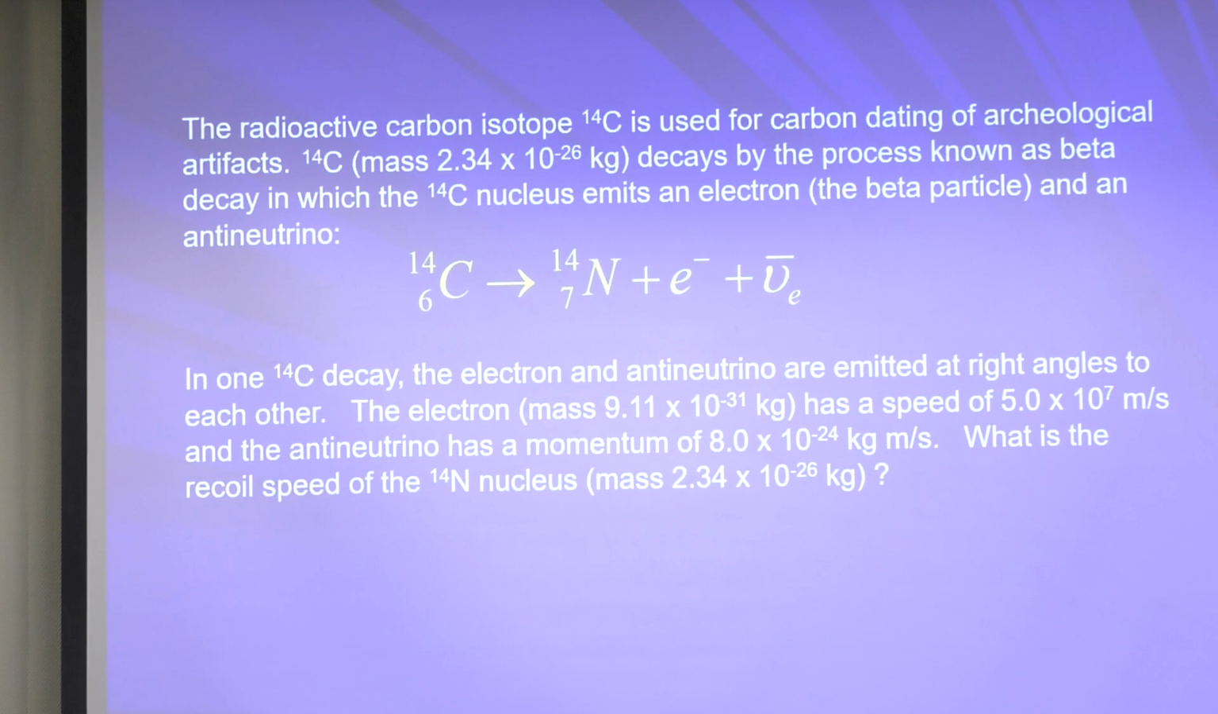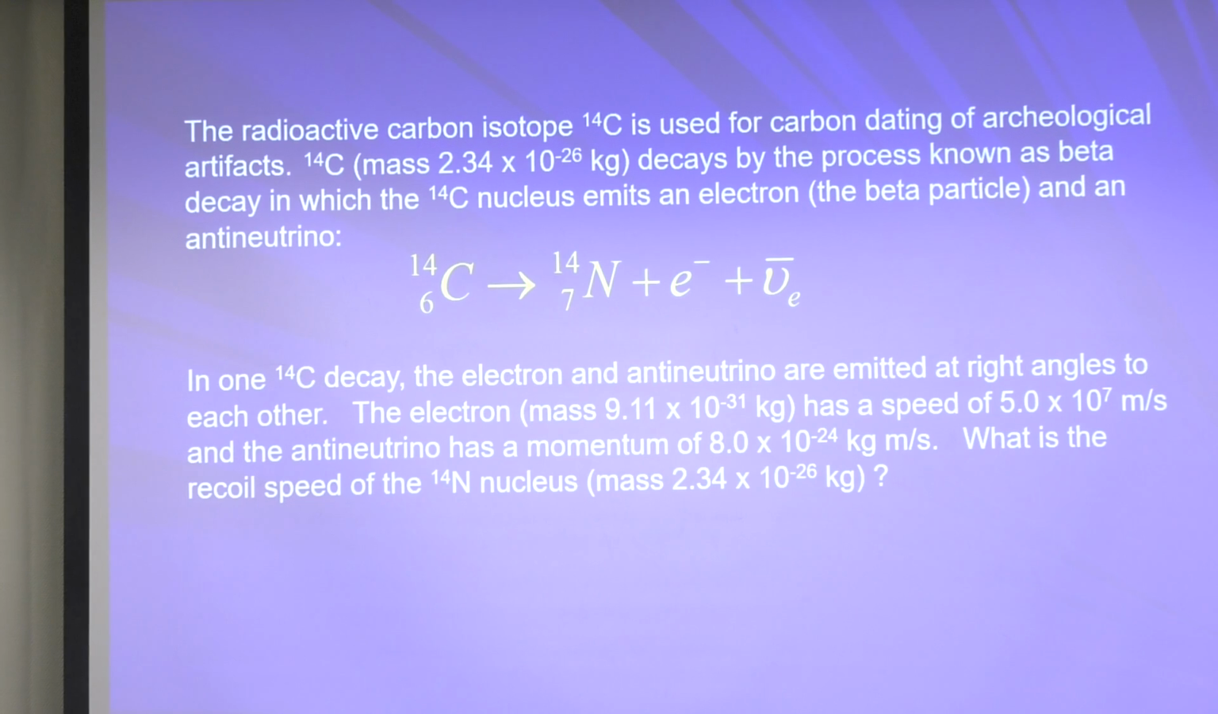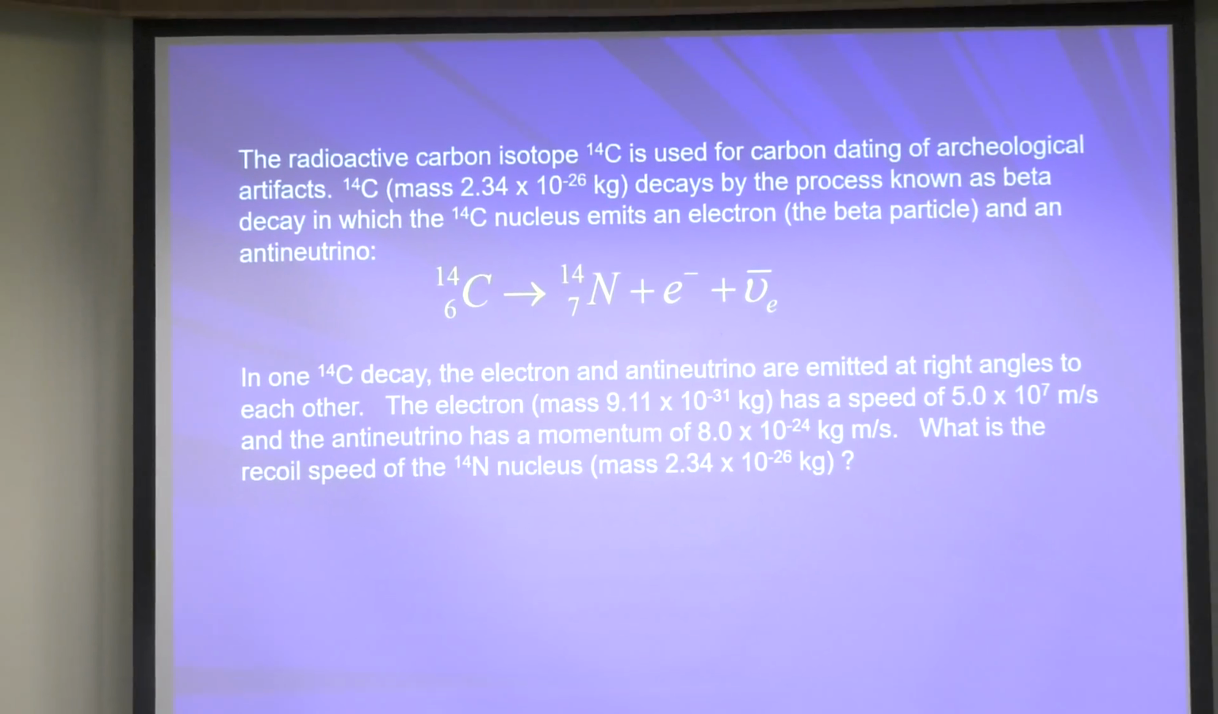Or who knows what, right? I mean, it could be, I don't know. They're just right angles. We don't know where, but just right angles. The electron has a speed of whatever. The antineutrino has a momentum of whatever. What is the recoil speed of the nitrogen-14?